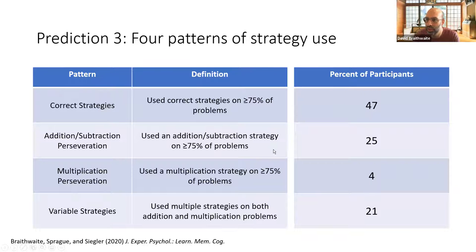So these are the percentages of participants that met each of the four definitions. You can see that correct strategies was the most common, but still accounted for less than half of participants. The next most common was addition, subtraction, perseveration. Jointly, these patterns accounted for 97% of children.